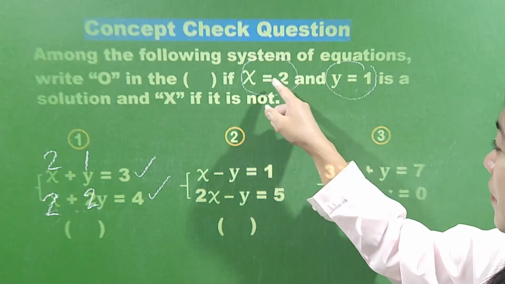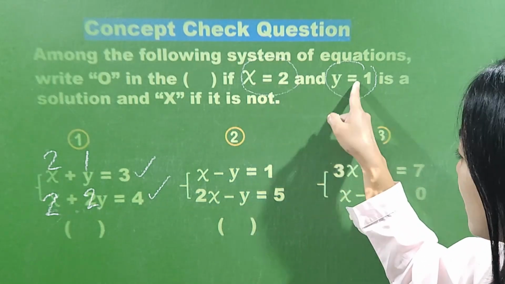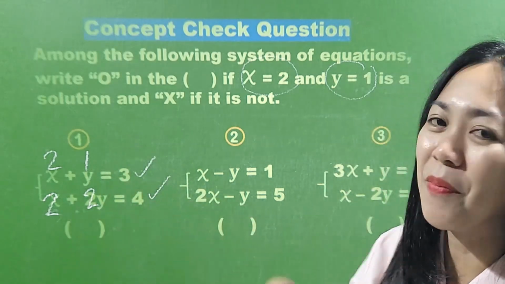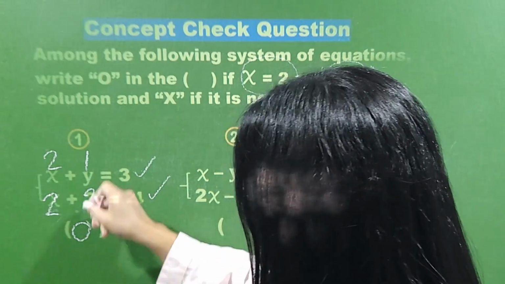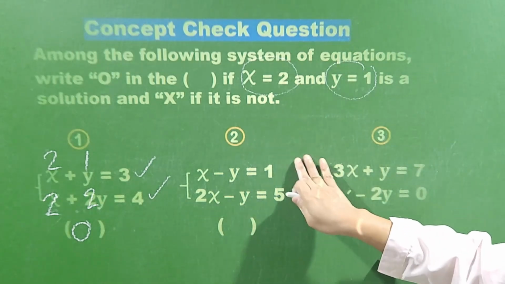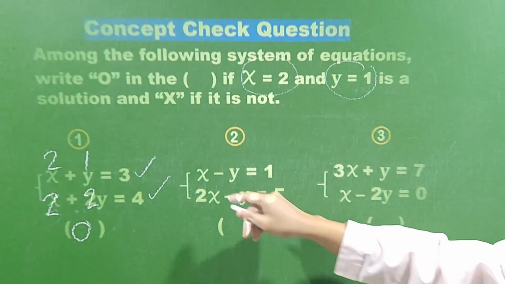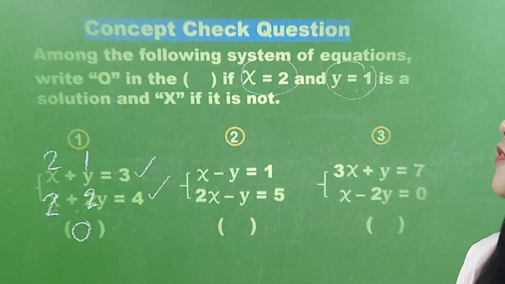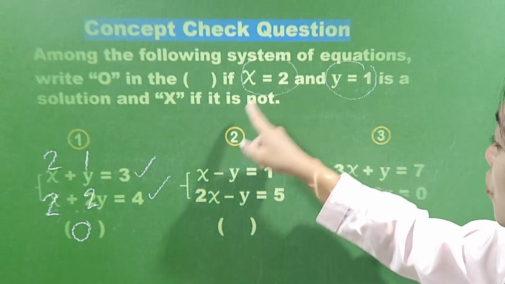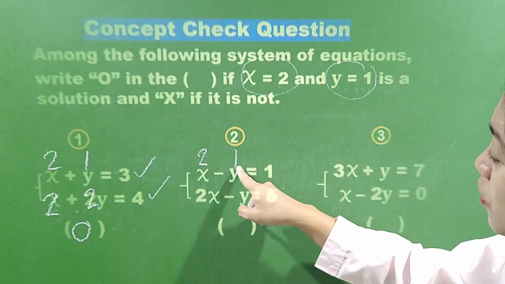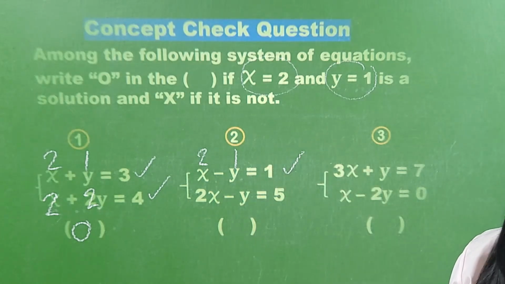It means these values of x and y is the solution to this system of equations. So this is correct. Okay, let's go to this second system of equations. x minus y is equal to 1 and 2x minus y is equal to 5. Okay, x is 2, so this is 2. y is 1, so this is 1. 2 minus 1 is 1. That's correct.